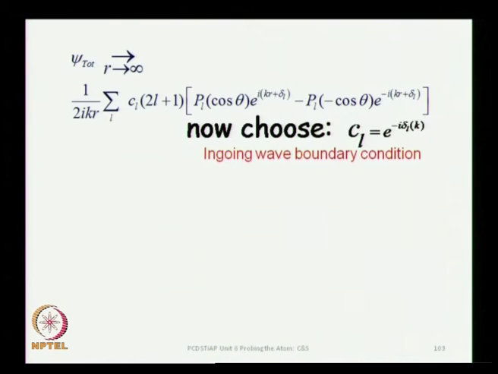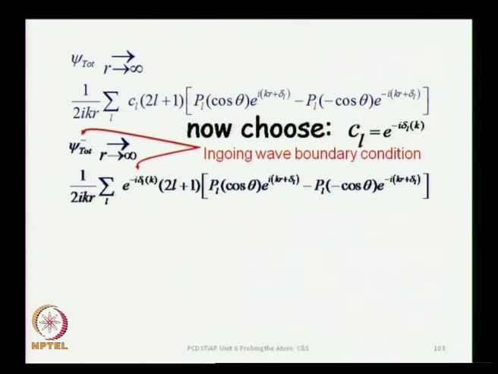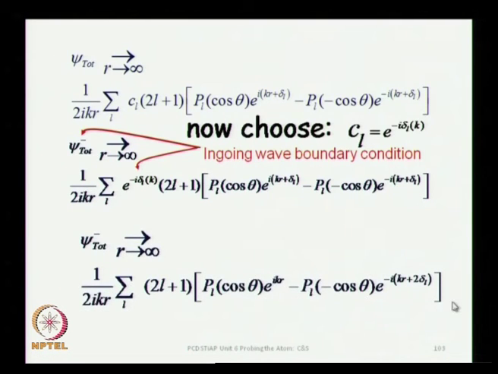So this is what is called the ingoing wave boundary condition. This is denoted by a superscript minus over here. This is the e to the minus i delta L which takes the place of the CL, and now you multiply every term by e to the minus i delta L. So this e to the minus i delta L will kill this and it will give you a 2 delta L over here, right. So that is what you get, a 2 delta L over here, and this delta L is killed by this e to the minus i delta L. This is the total wave function with ingoing wave boundary condition.